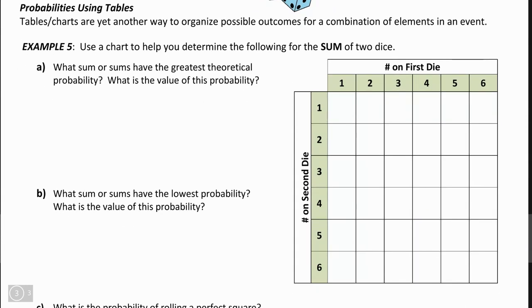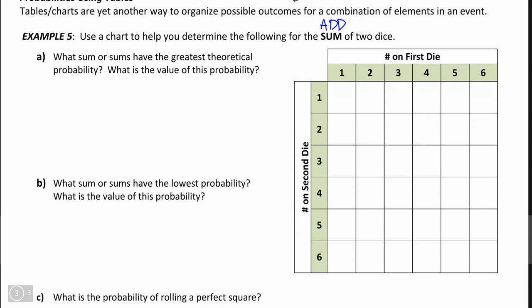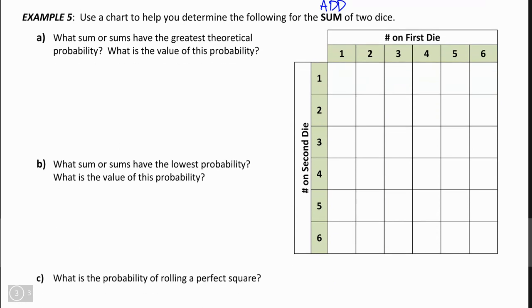So we're going to use tables or charts as another way of organizing possible outcomes for a combination of elements in an event. So here's my next example. Use a chart to help you determine the following sum of 2 dice. We're going to add 2 numbers that we see on the dice. So what is the sum? Okay, so let's see what happens if you roll the dice. So the first dice you get 1, 2, 3, 4, 5, 6.